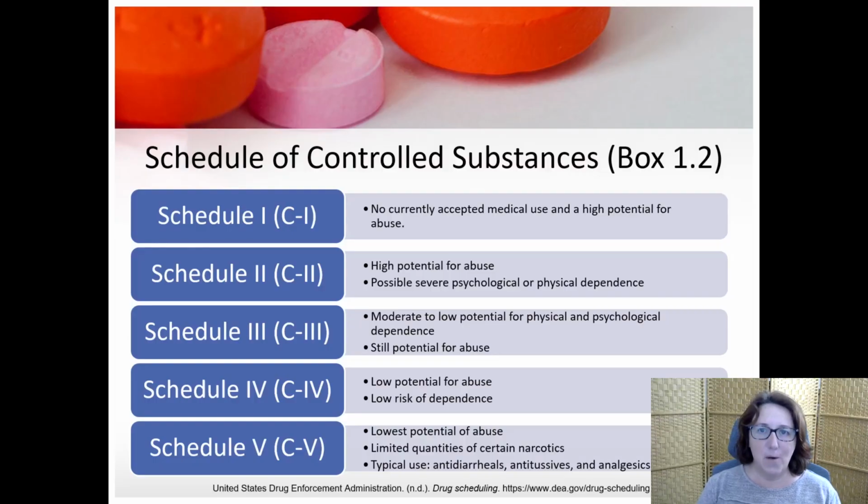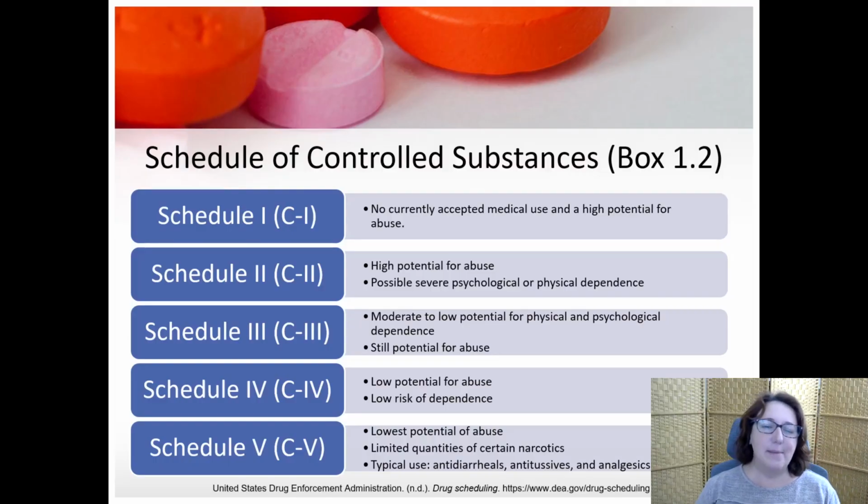So, an example of this is cocaine. We know cocaine can be highly abused, and it also can cause a lot of dependence on the drug. People can become addicted to it. But it also does have a medical use. It causes vasoconstriction, and so sometimes it's used intranasally, or in our nose, in order to constrict those blood vessels to stop bleeding. So there is a medical use for the drug, even though there's a high potential for abuse and dependence.